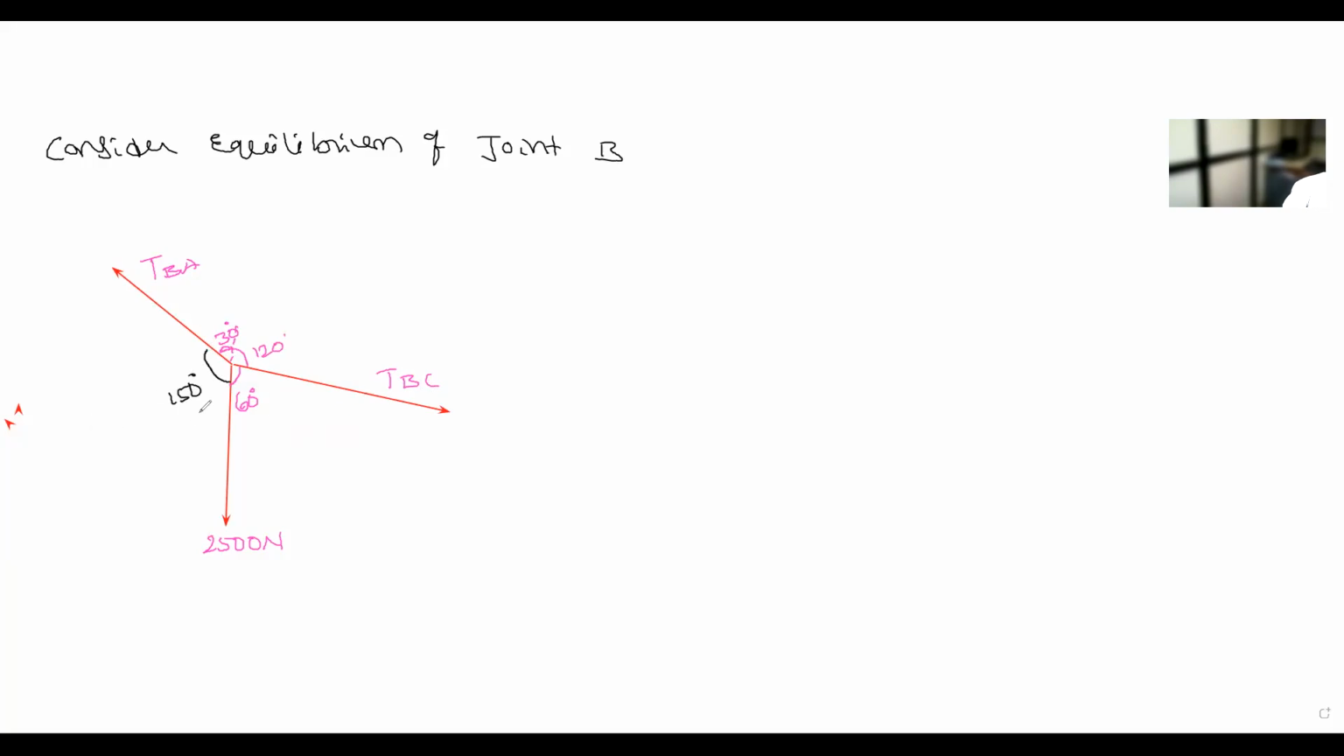So now there are three forces. One force is known. Now all the angles are known. So what will you apply? Lami's theorem. Tell me, tension in the member BC upon sine 150. Apply Lami's theorem.